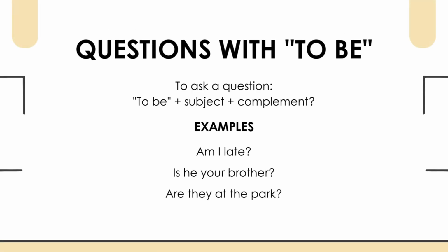To ask a question with to be, we change the word order. The verb comes first, followed by the subject. For example, am I late? Is he your brother? Are they at the park? This structure is used for yes/no questions and is very common in everyday English.